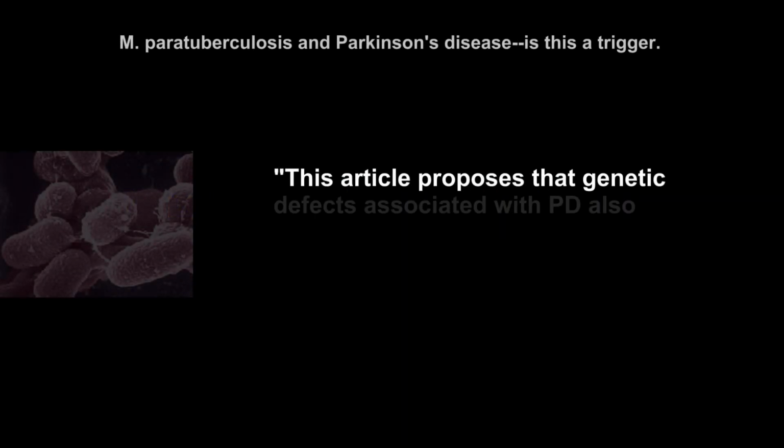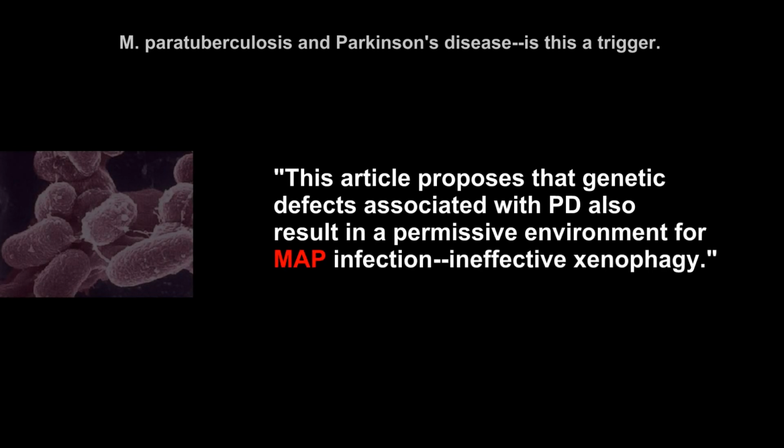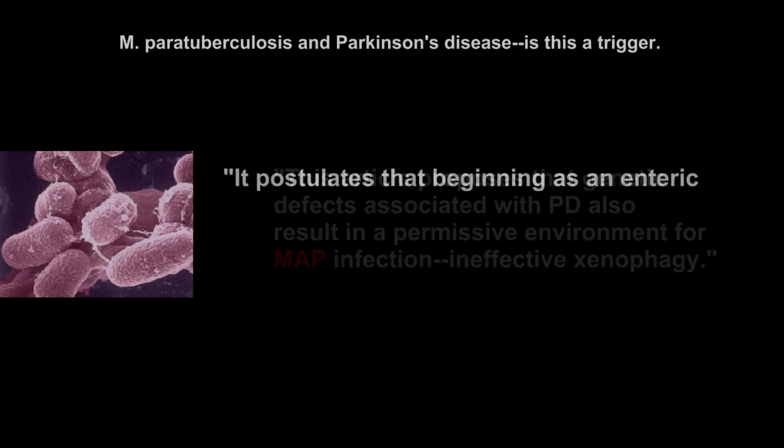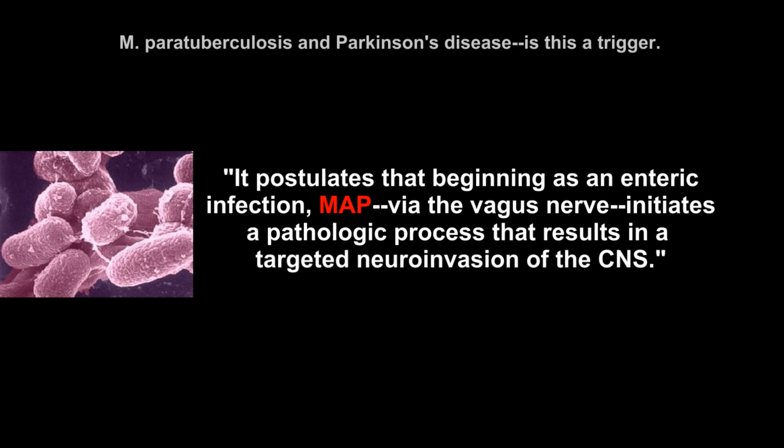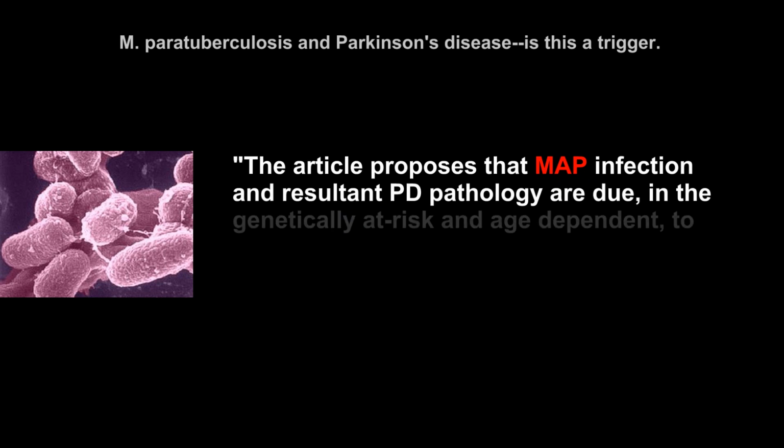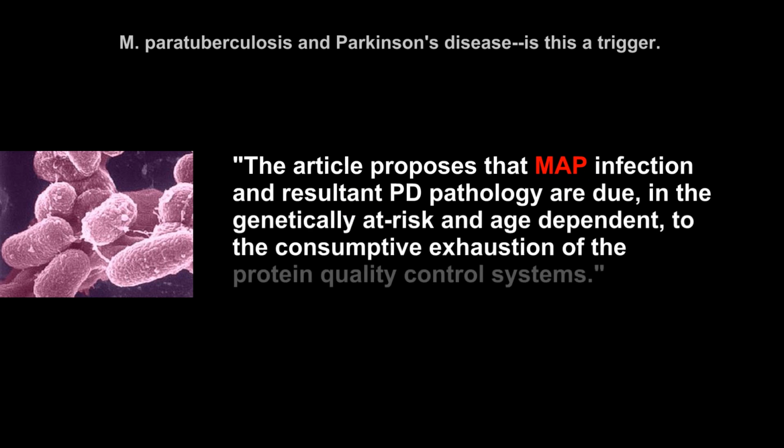This article proposes that genetic defects associated with Parkinson's also result in a permissive environment for MAP infection, through ineffective xenophagy. It postulates that, beginning as an enteric infection, MAP, via the vagus nerve, initiates a pathologic process that results in a targeted neuroinvasion of the central nervous system. The article proposes that MAP infection and resultant Parkinson's pathology are due, in the genetically at-risk and age-dependent, to the consumptive exhaustion of the protein quality control systems.